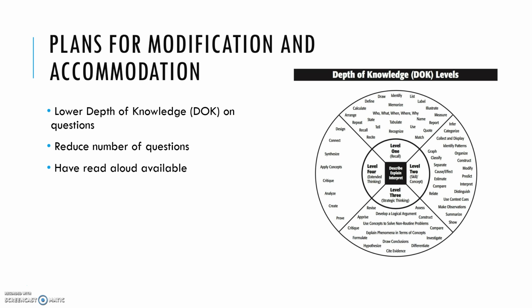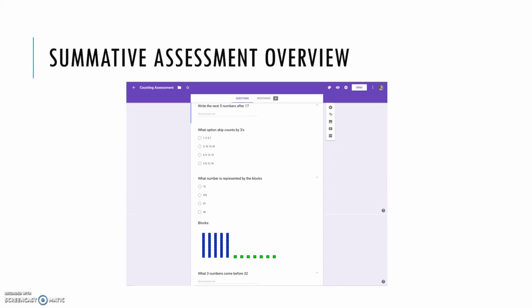Plans for modification and accommodation. So what's really important is lowering the depth of knowledge if necessary. So moving back from a level 2 to a level 1 or 3 back to 2 for students who need that accommodation, reducing the number of questions or having read aloud available, which is super convenient if you have an online test, as we'll see today, because that feature is available on most tests online.